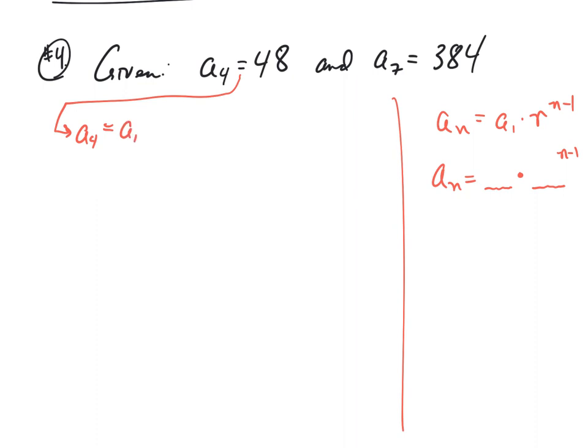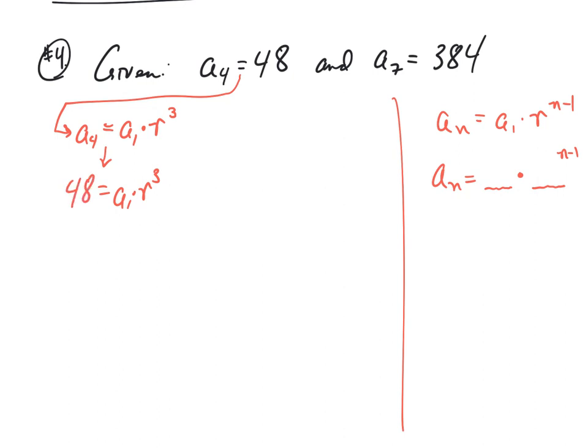Well, it's going to be equal to a1, which I do not know, times r, which I do not know, raised to what power? Well, remember the power is always one smaller than the term number, so if the term number is 4, the power is 3. And then I'm able to replace a sub 4 with what it's equal to. A sub 4 is actually equal to the number 48.